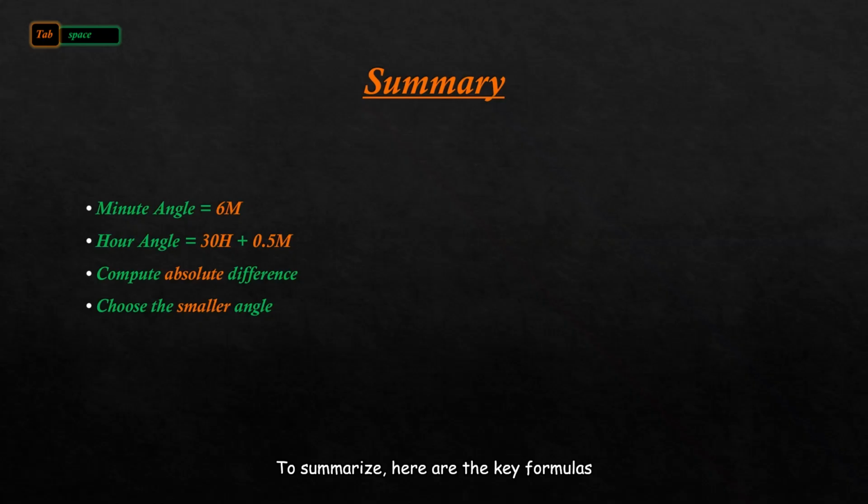To summarize, here are the key formulas to remember. Minute angle equals 6 times m. Hour angle equals 30 times h plus 0.5 times m. Find the absolute difference between these two values and then choose the smaller of the two possible angles. With these steps, we can find and solve any clock angle problem quickly and accurately.